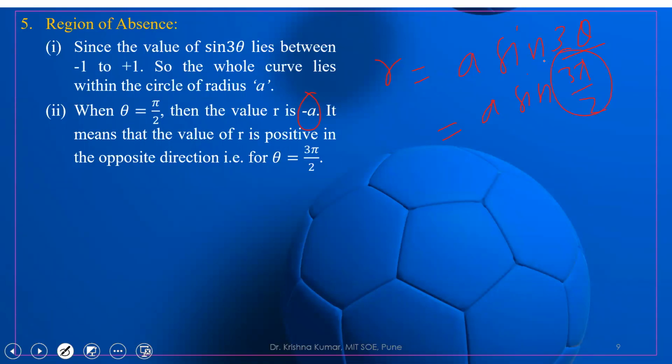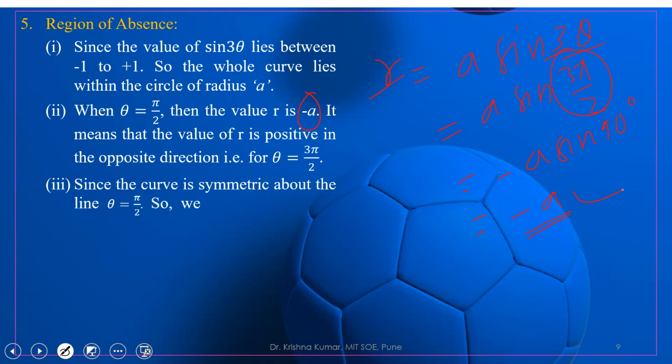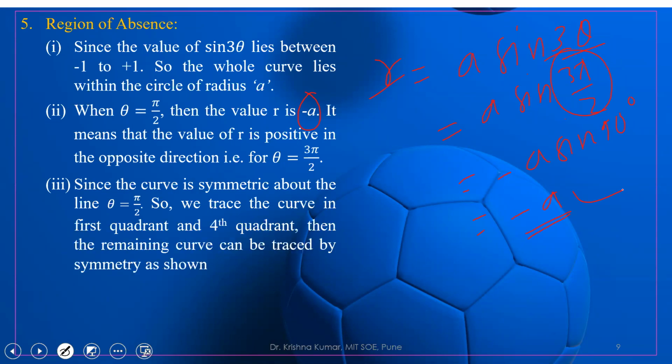3 pi by 2 means 2 sine 270 degrees, which is minus a sine 90. So this is minus a. So when theta equals pi by 2, we are getting r equal to minus a, so it will be in the opposite direction. Since the curve is symmetric about the line theta equal to pi by 2, we trace the curve in the first quadrant and fourth quadrant, then the remaining curve can be traced by symmetry as shown in the figure.